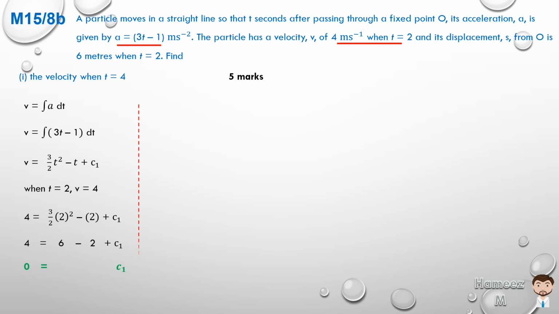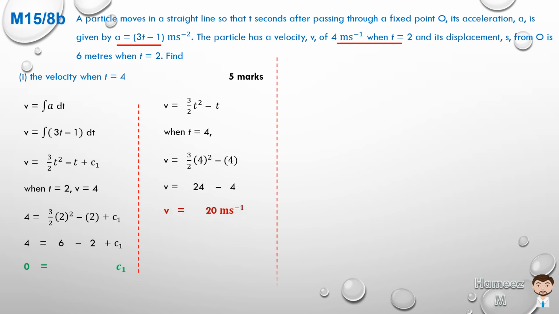As such, the formula for v is equal to 3 on 2 t squared minus t. And we can now solve for v when t is equal to 4. So v is equal to 3 on 2 by 4 squared minus 4. 4 squared, 4 4s are 16. 2 into 16, 8. 8 3s are 24. 24 minus 4. So the velocity when the time is 4 seconds is 20 meters per second.